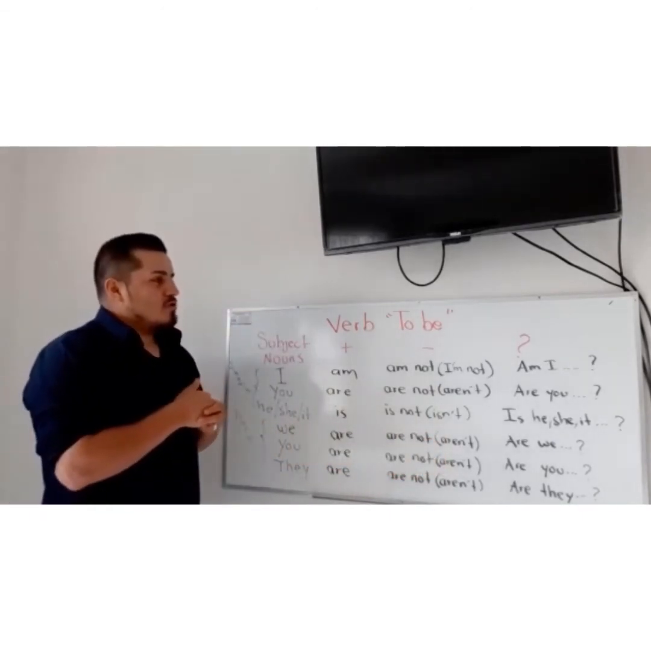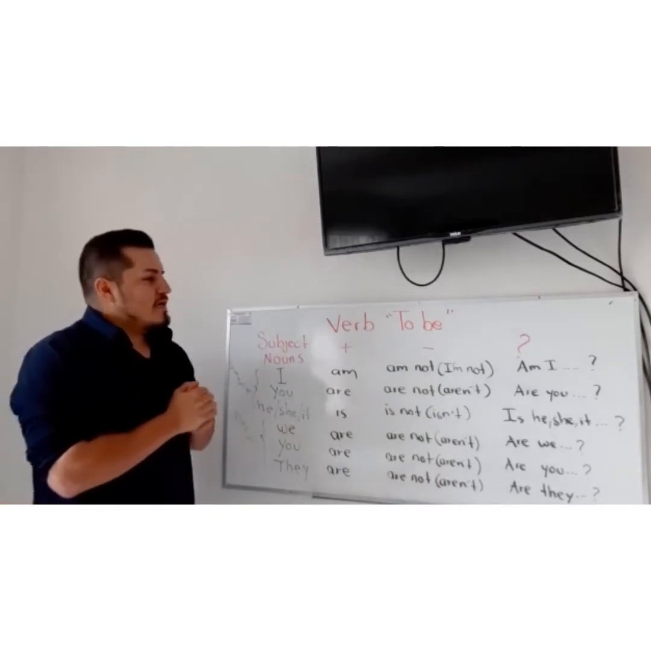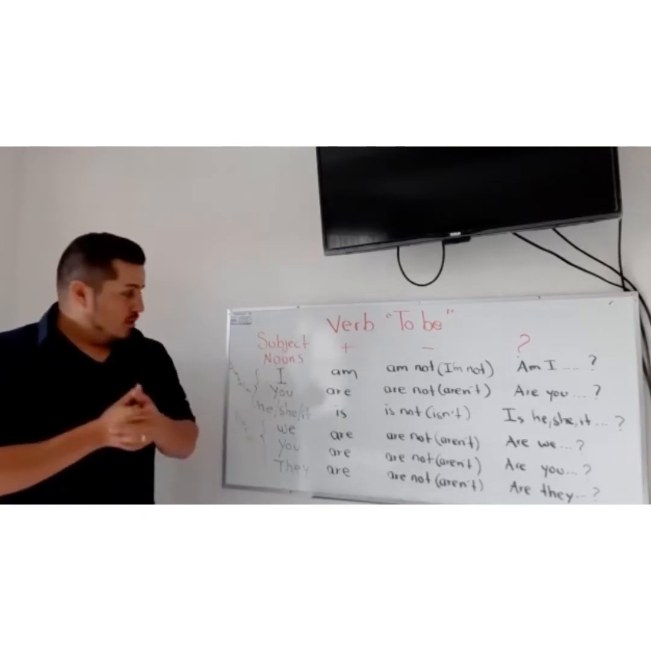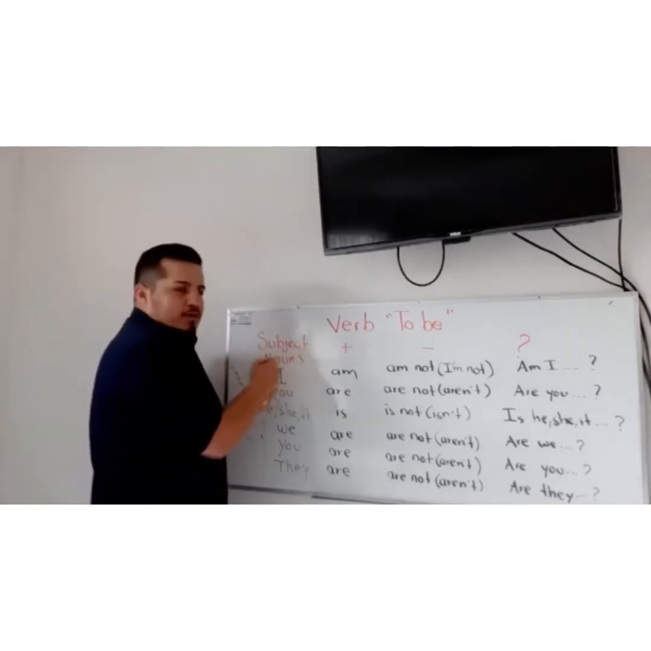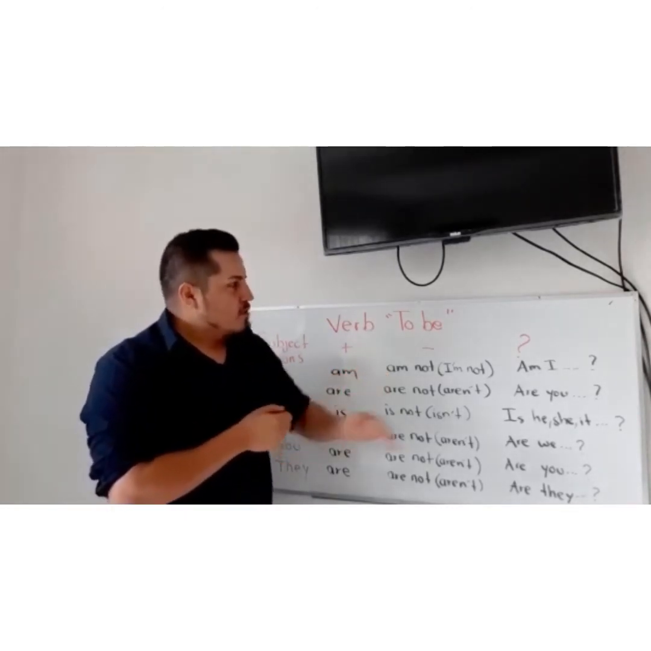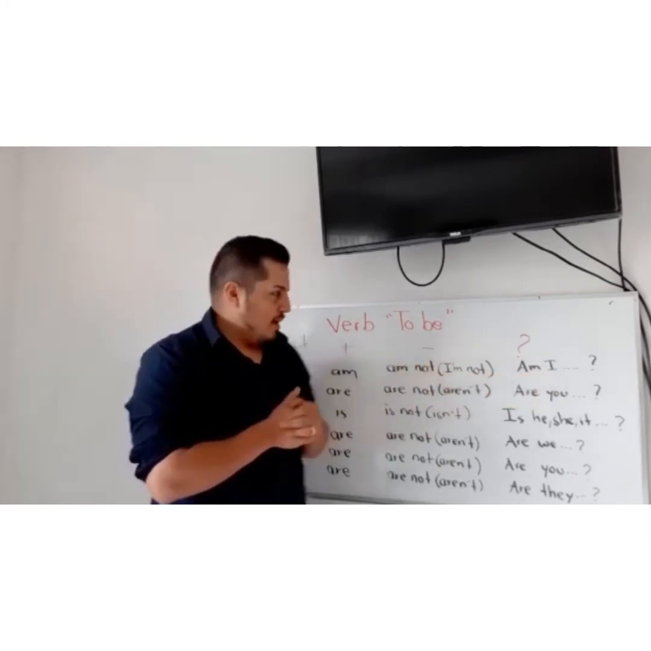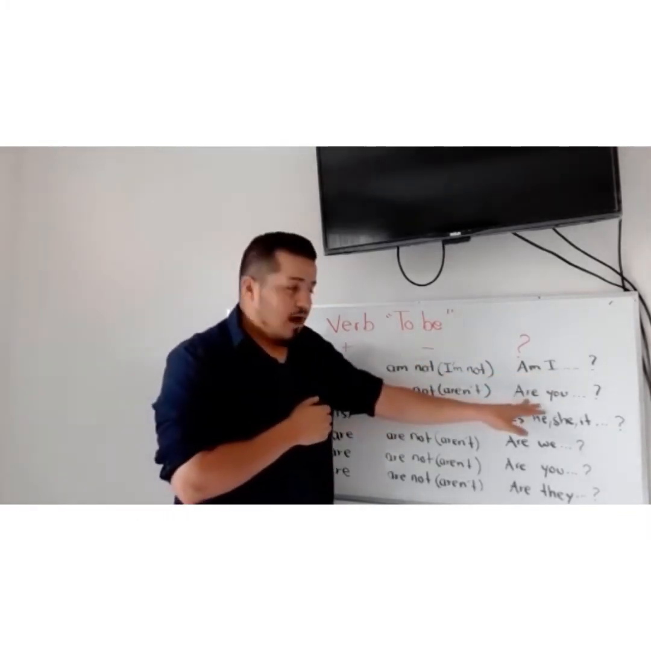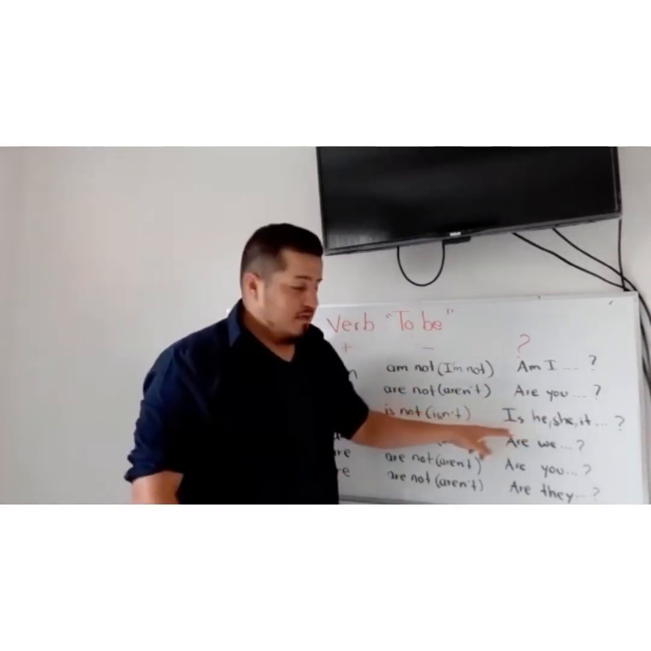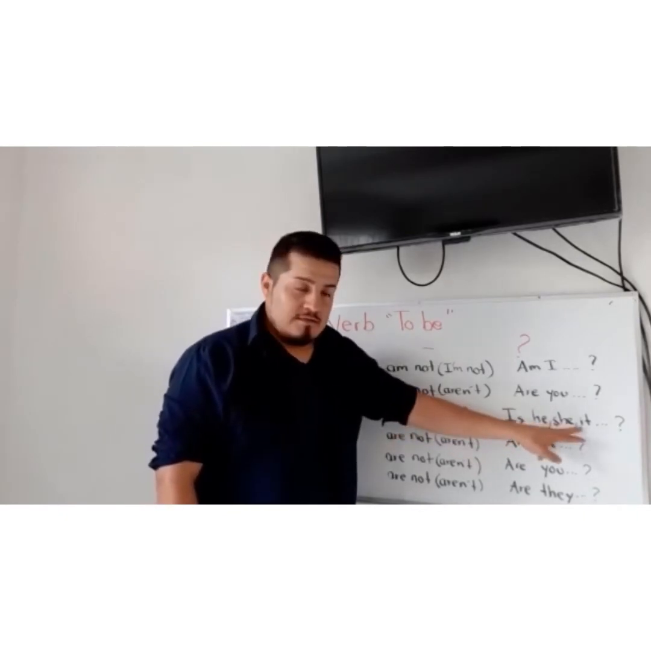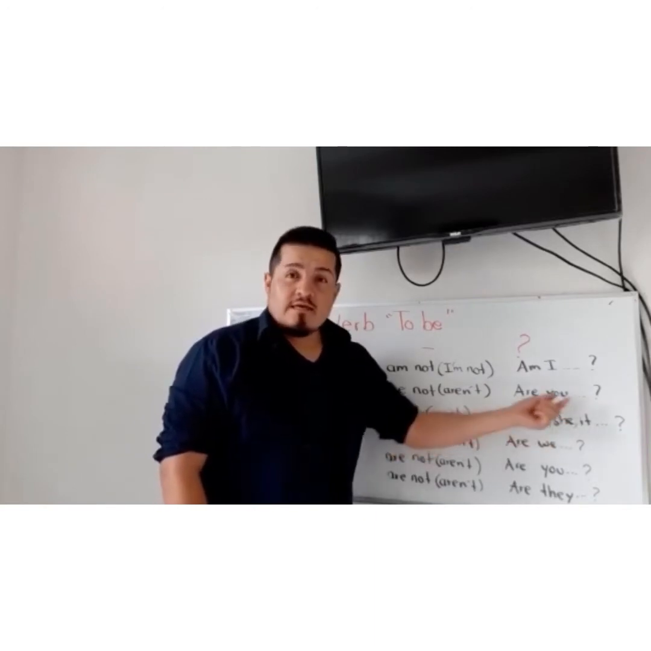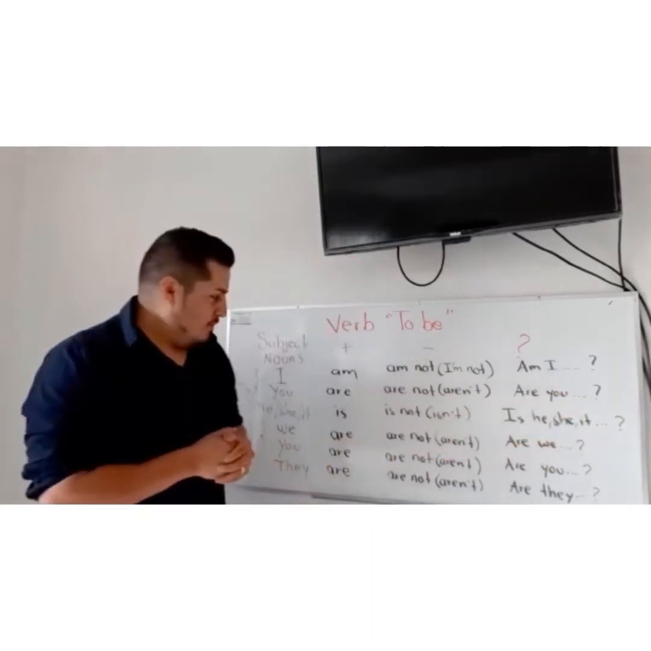And finally, let's go with the interrogative form. In the interrogative form, the only thing we have to do is change the order. For example, if in the affirmative form we have I am, now to make an interrogative form it will be am I. Am I? Are you? He, she, it: is he, is she, is it? Él es, él está, ella está, eso es, eso está.